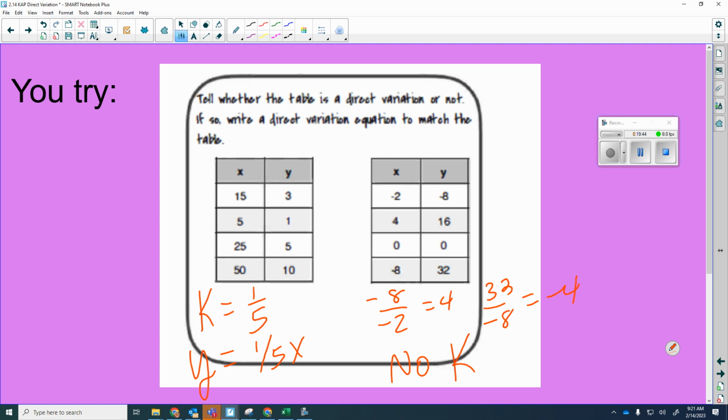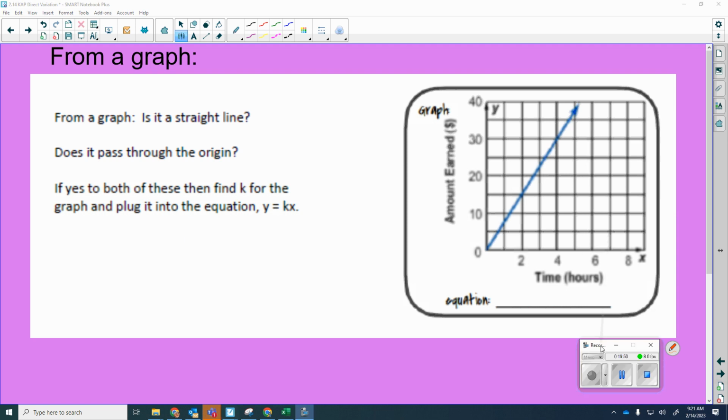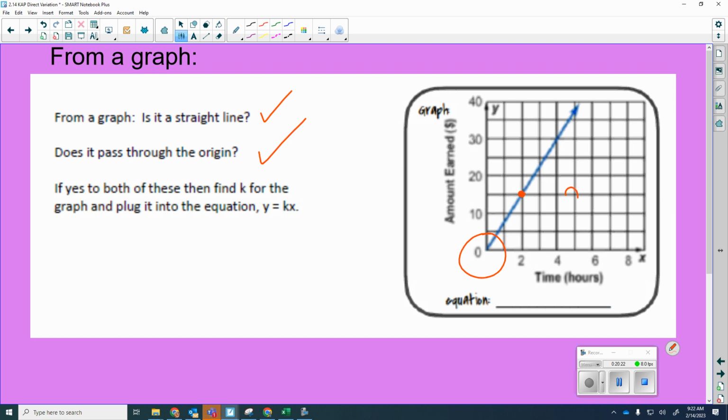Apparently you don't have this in your notes, so just take a look. It's super easy. If I give you points, X and Y, you know how to do it. You did it from the table. Now let's look at a graph. To know if there's direct variation, first you ask, is it a straight line? Yes. Does it pass through the origin? Yes. If it's yes to both, then you can find K and plug it in for an equation. For example, here's a point. That would be the point (2, 30). So that would be what?